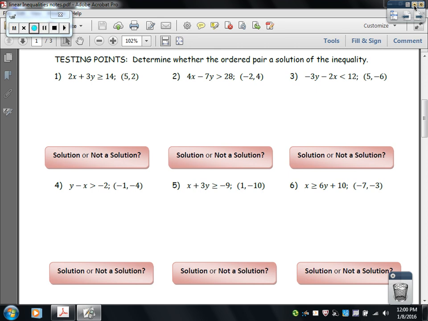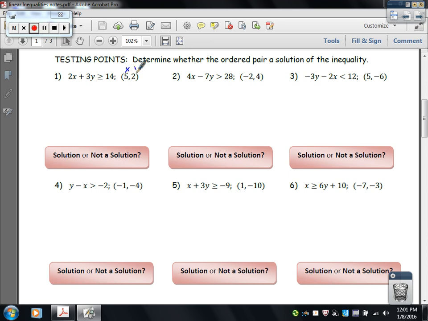So what it wants us to do is take that ordered pair and plug it into the inequality to see if it works. If it does work, and what do I mean when I say work? If it's true. When I plug it in, if it's true, then that means that it works. If it is true, or if it does work, then I'm going to circle solution, because that point would be a solution. However, if it's not true, or if it's false, then what am I going to circle? Not a solution. Here we go.